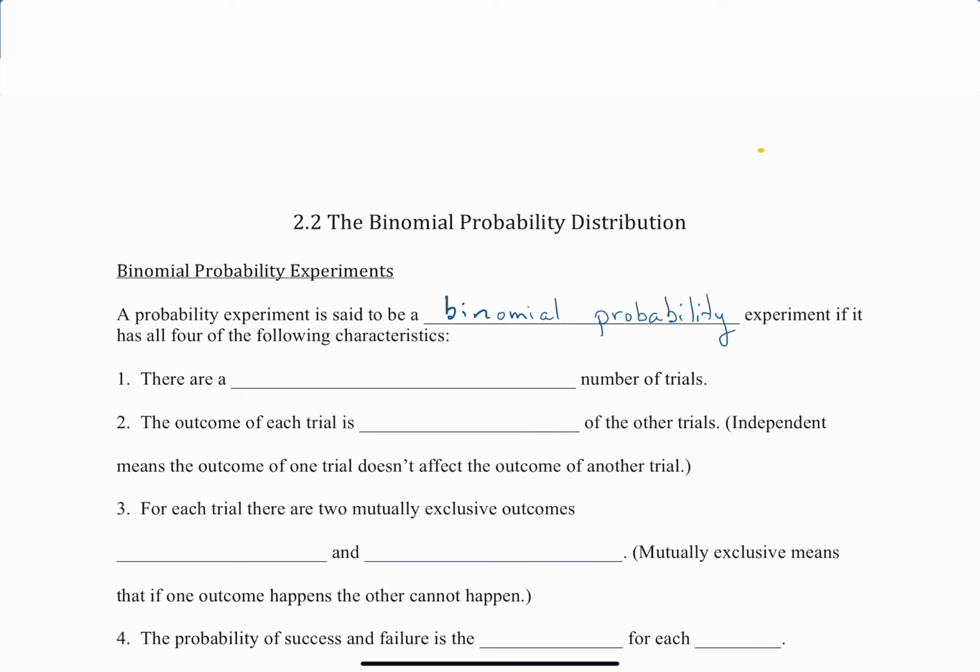1. There are a fixed, specific number of trials. And by the way, we'll see in some examples coming up what exactly all these things mean. 2. The outcome of each trial is independent of the other trials. Independent just means that the outcome of one trial doesn't affect the outcome of another trial.